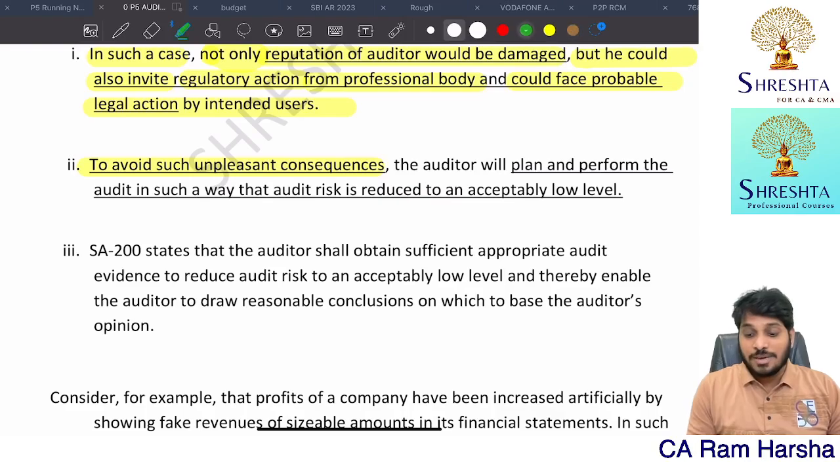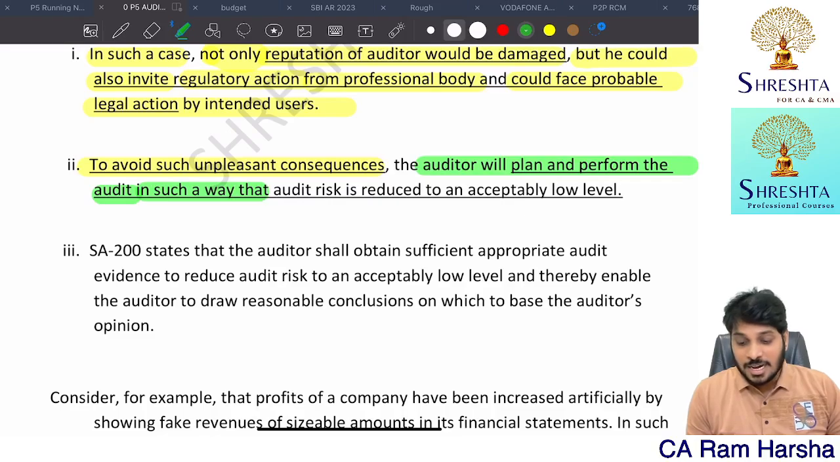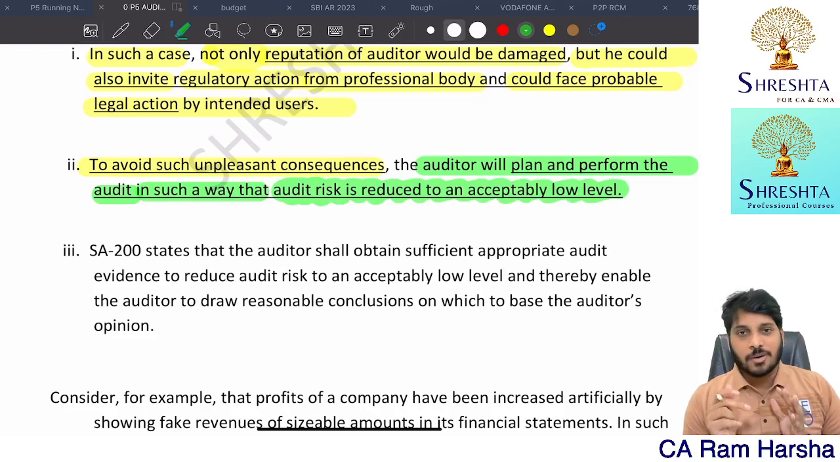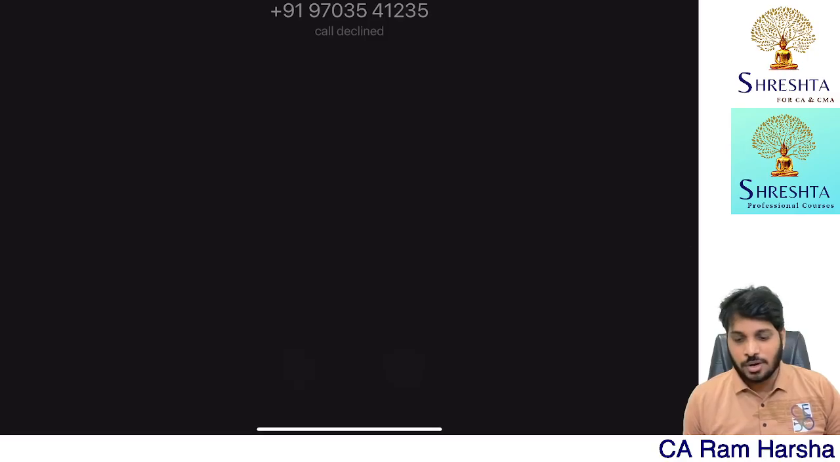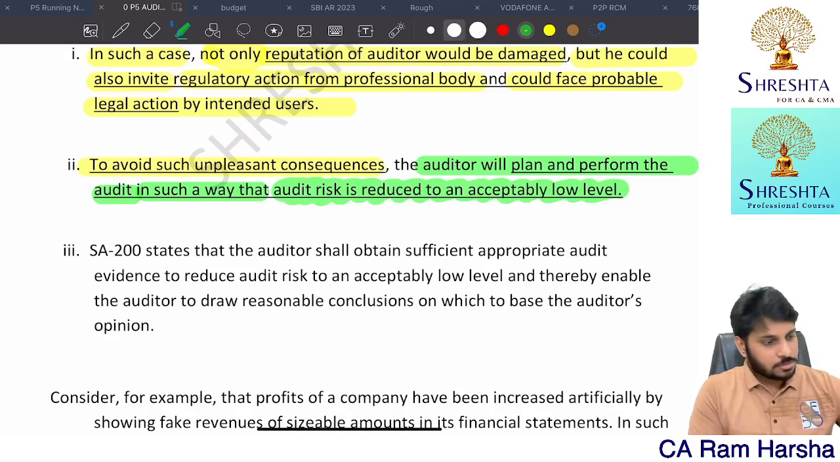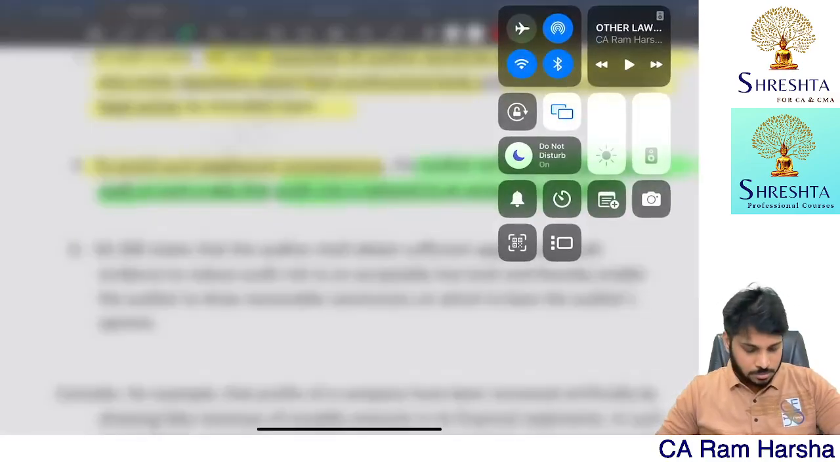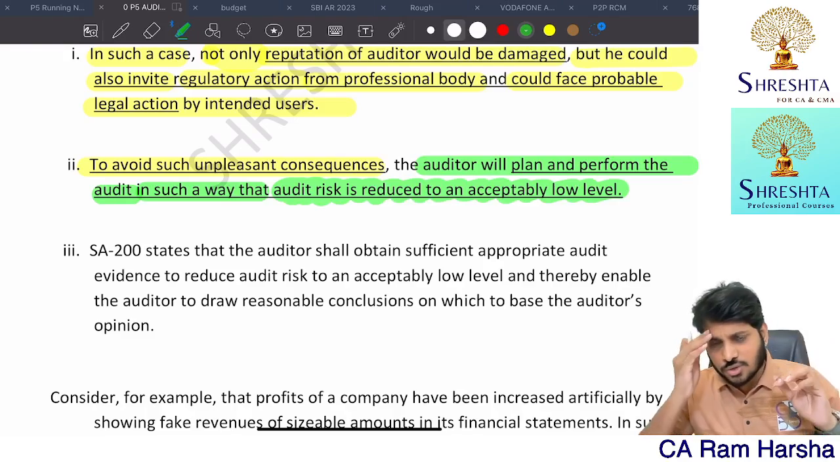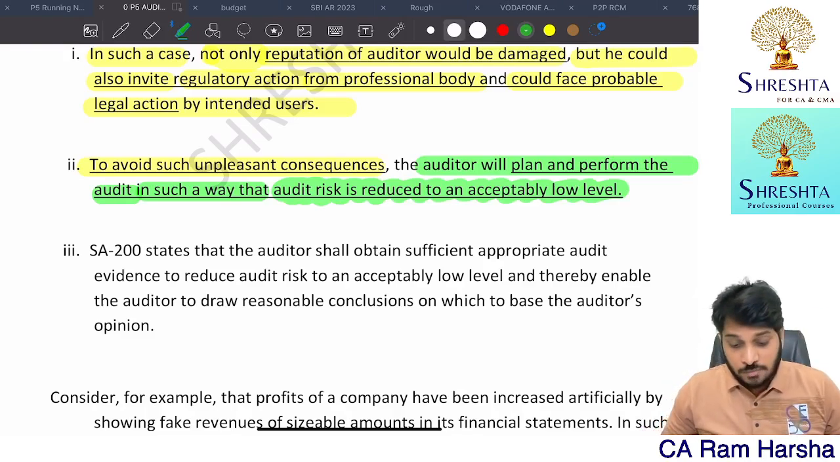Now tell me, to avoid these kinds of unpleasant consequences, what does the auditor have to do? Be careful. Plan the audit, perform the audit in such a way that audit risk is reduced to an acceptably low level. Plan the audit and perform the audit and reduce the risk to a low level. Getting it?